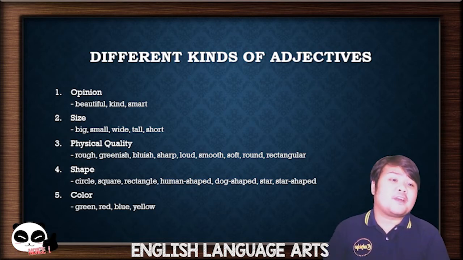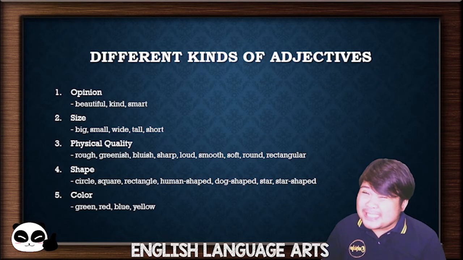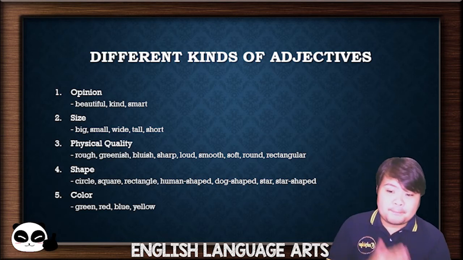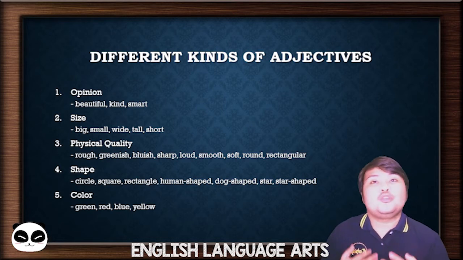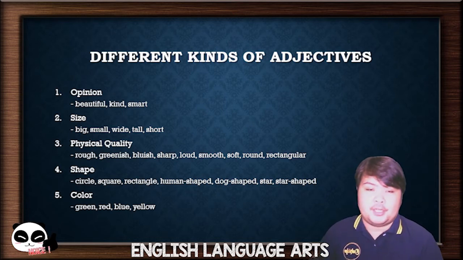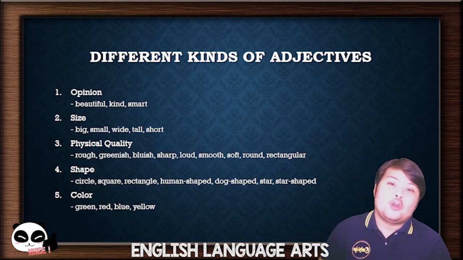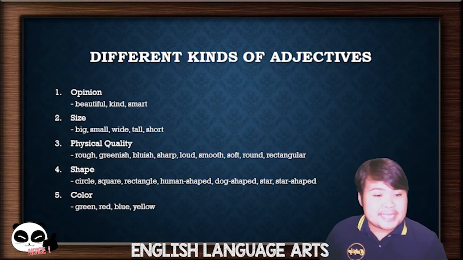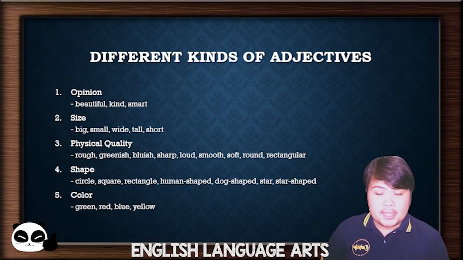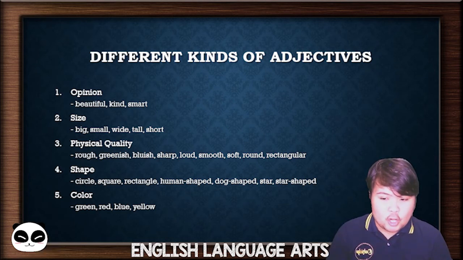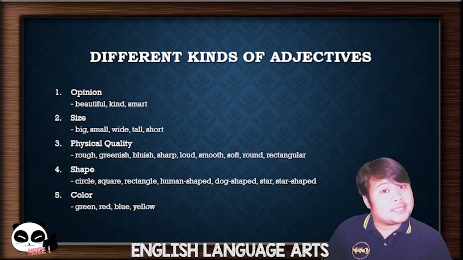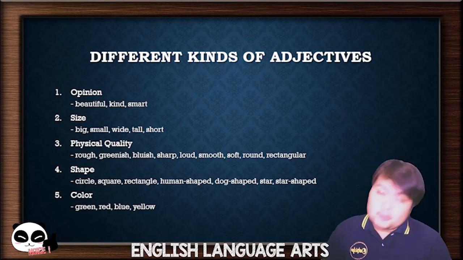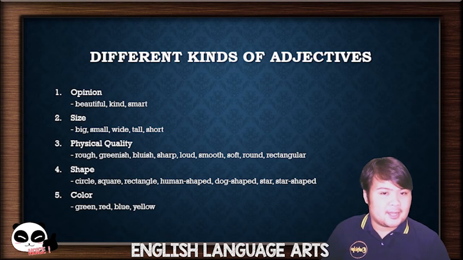Next, we have color. It has to be the specific color. Green, red, blue, yellow, purple, pink. It should not be, for example, dark or light or greenish, just like the example a while ago in the physical quality, bluish. No, it has to be the exact color. So when you say reddish, that is physical quality and not color. But when you say red, that is color.